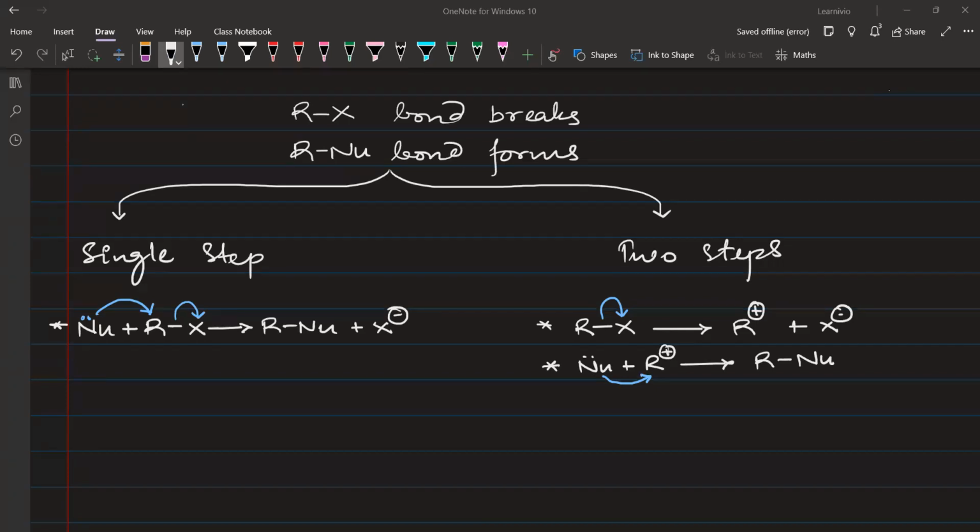But let me try to give you a little feel of what we are talking about. If you look at the single step, then we have nucleophile and we have alkyl. We have 2 components, right? We have 2 reactants which are taking part in the reaction and then the product forms in one step. That means if I increase the concentration of nucleophile, there will be a lot of nucleophile and a lot of nucleophile is going to attack the alkyl halide. So the reaction will be faster. That makes sense?